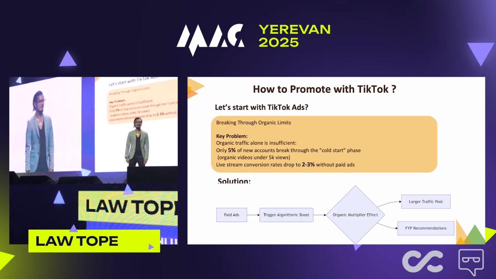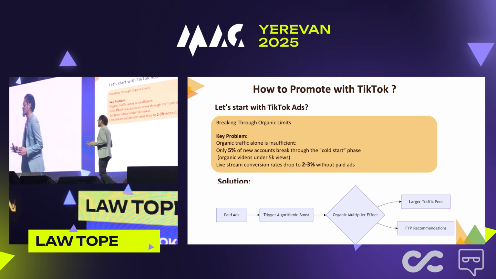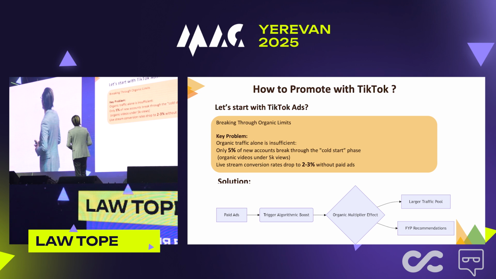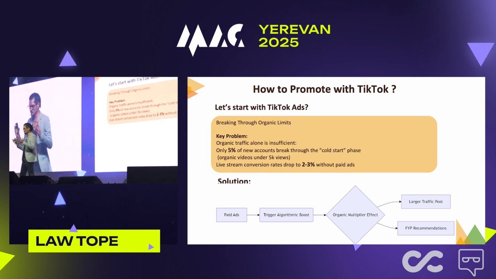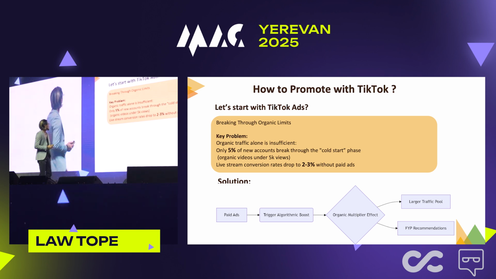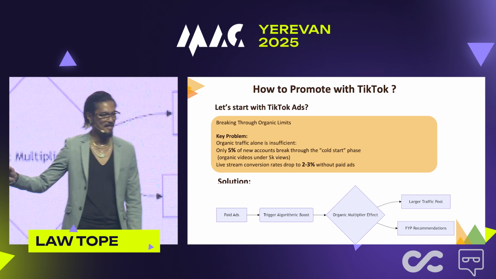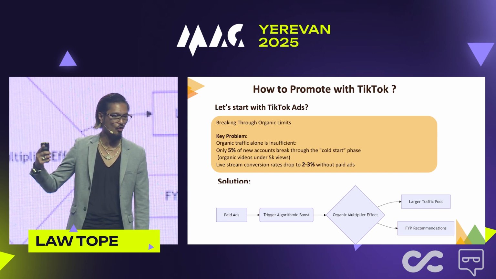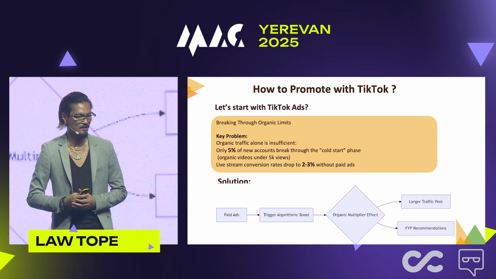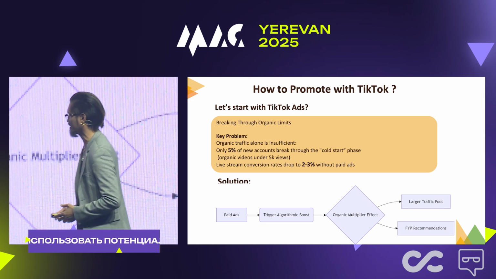So how to promote on TikTok? The key thing is this. There are a lot of TikTok videos that are all organic, but it's not sufficient. Only 5% of new accounts in what we call the cold start phase, ones that get less than 5K views, see their live stream conversions drop to 2 to 3%. So the solution is, if you do paid ads, your targeting algorithm improves and increases your organic multiplier effect. It increases your larger traffic pool and your page recommendations.